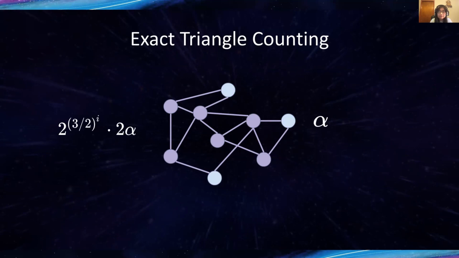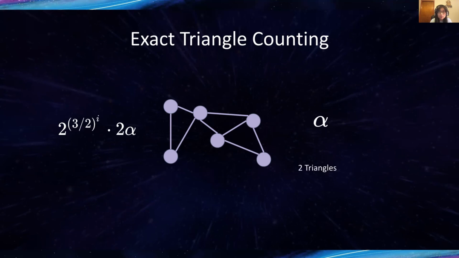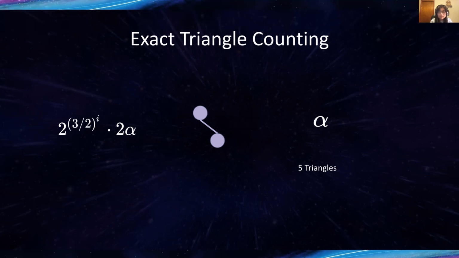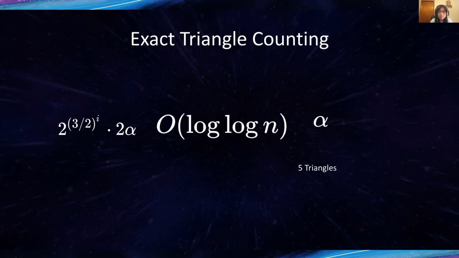Suppose the blue vertices have degree at most 2 alpha in the first round when i equals 0. We then remove them and count all the triangles incident to them. In this case, there were 2 triangles incident to them. We continue doing this while the degree bound increases doubly exponentially. We continue until there are no nodes left, and our final cumulative count is 5. We immediately see that this procedure takes all of log n rounds if the space per machine is unbounded. However, this is not the case.